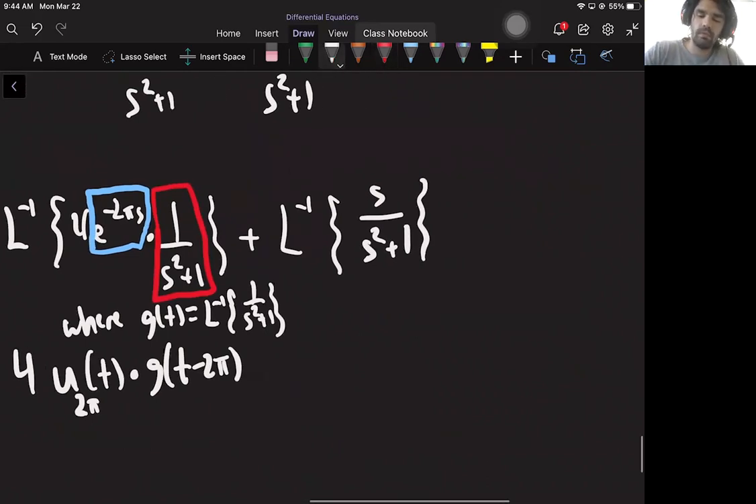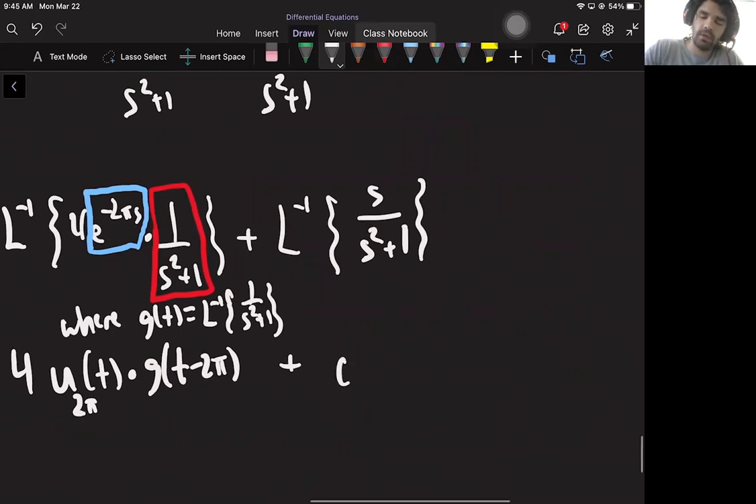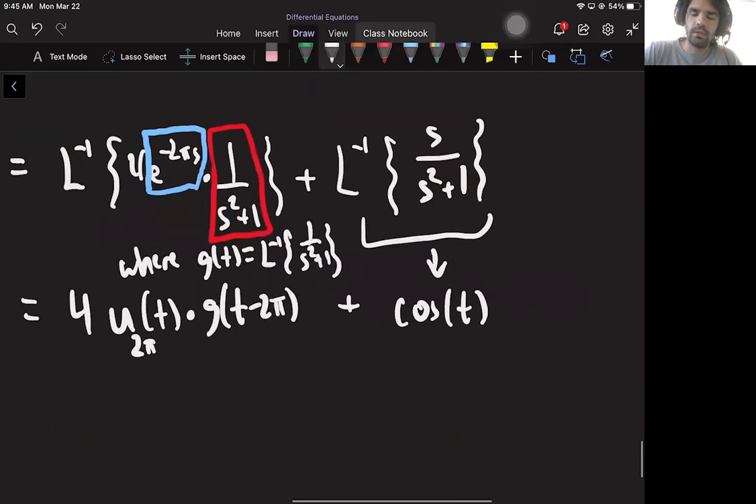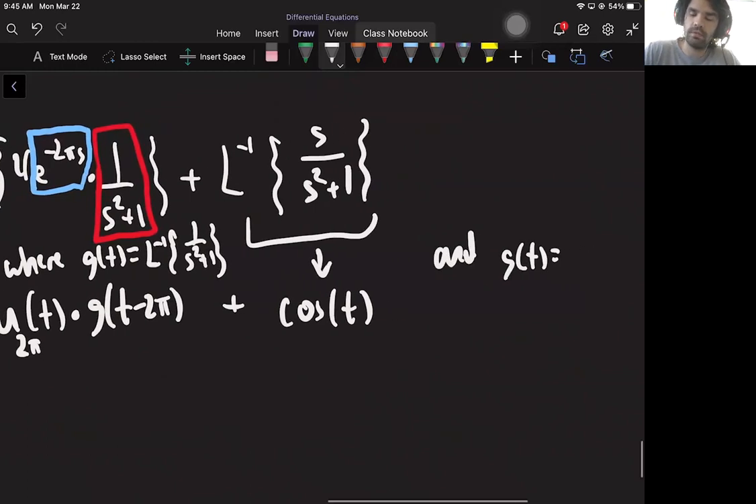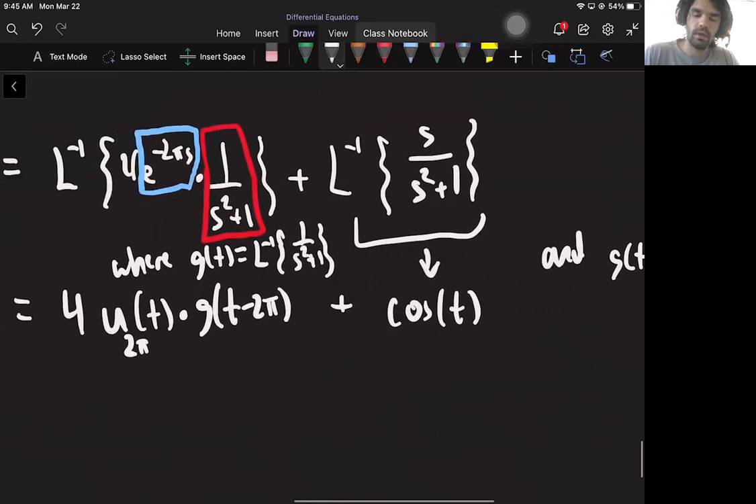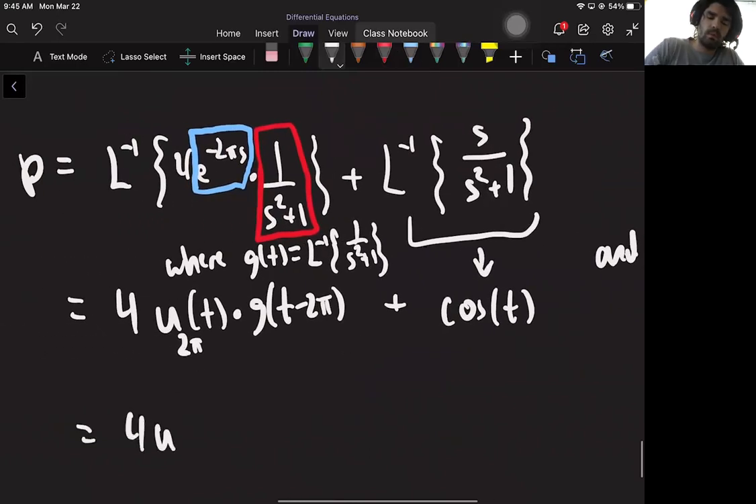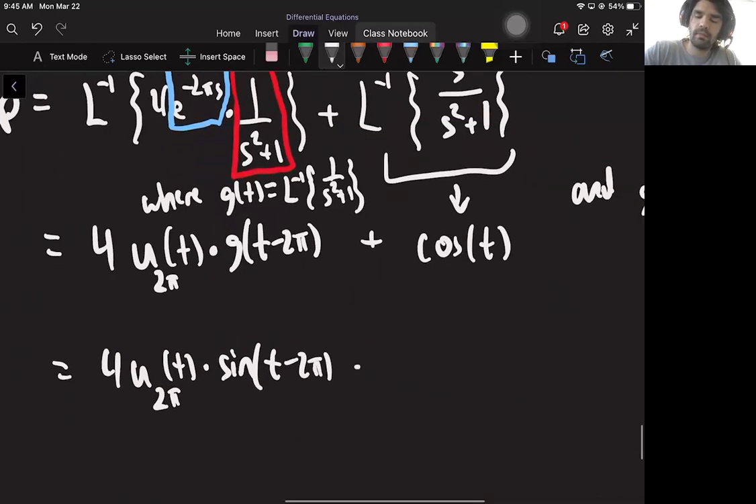Okay, we'll figure that out in a second, but first on the right side, s over s squared plus 1, that one is just in a table, that's just cosine of t. So that's what this is becoming. Now I very quickly have to figure out this extra bit, g of t. That's also just in a table. So what's g of t? I think that's just sine of t. If you look that up, 1 over s squared plus 1 becomes sine of t. But now I'm plugging in t minus 2 pi into it, so it becomes that. Okay, and then that's it.